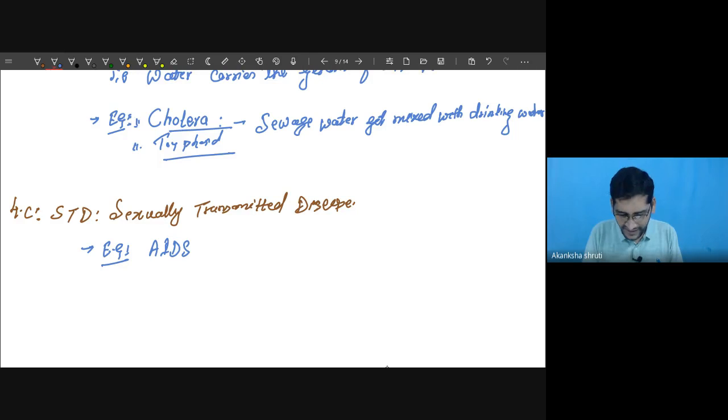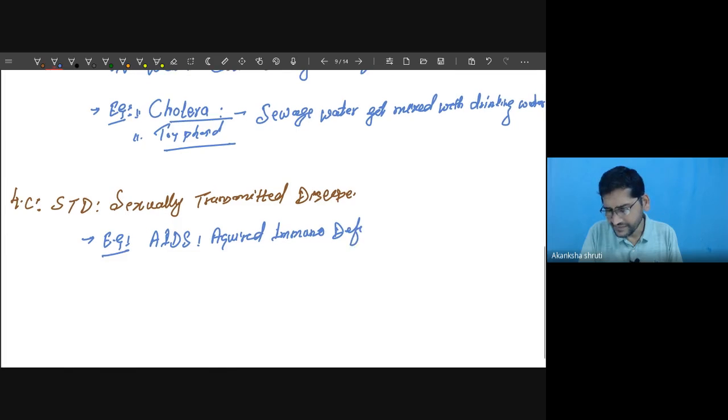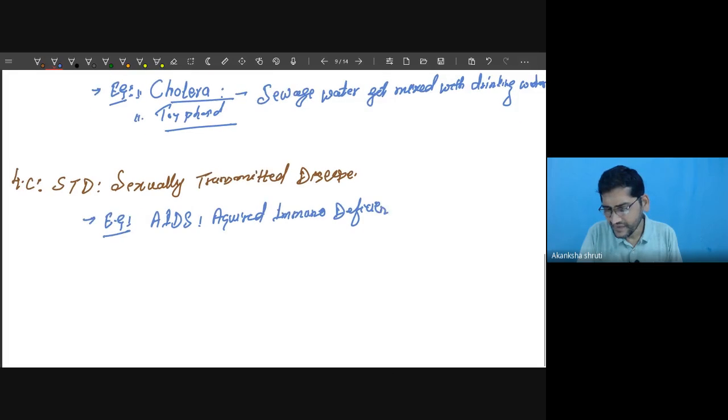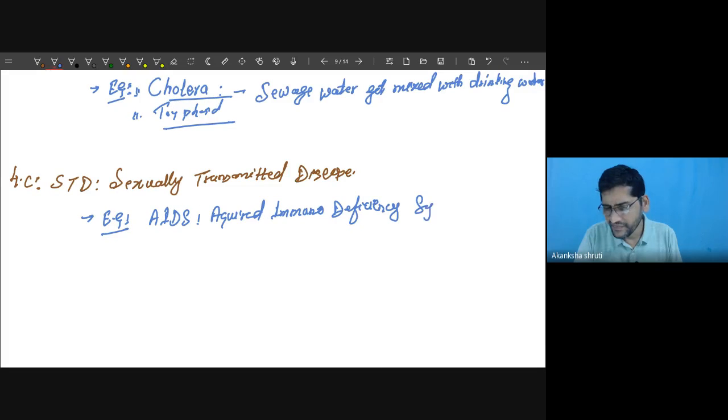So this AIDS, the full form is acquired immunodeficiency syndrome, means the immunity of body is lost. Acquired means whatever the required immunity, immunodeficiency syndrome. It is this one. Means the immunity of body is lost.